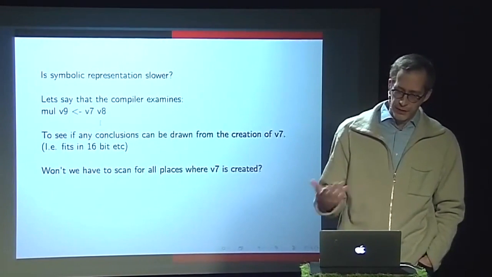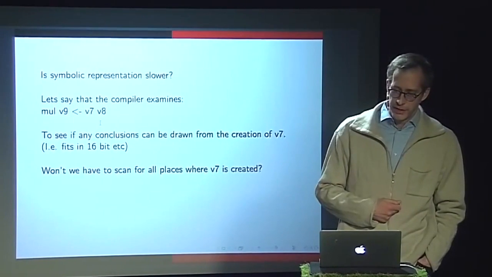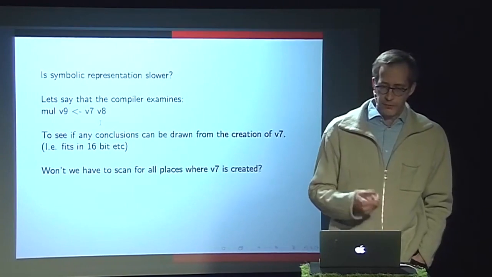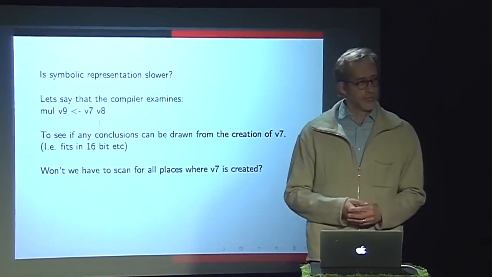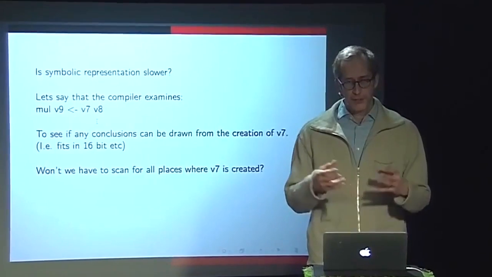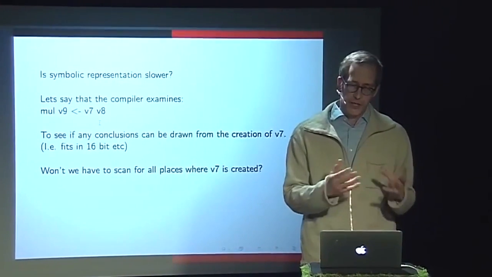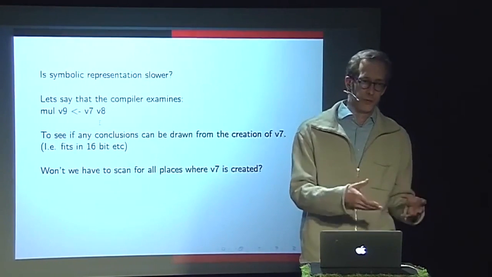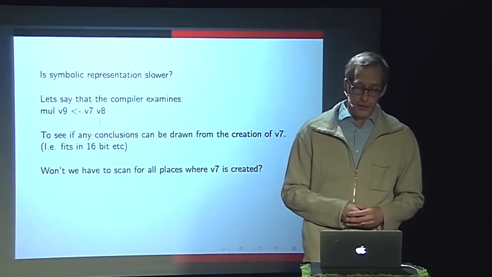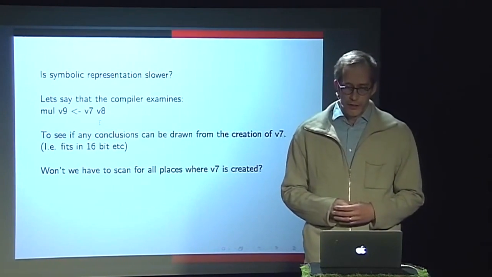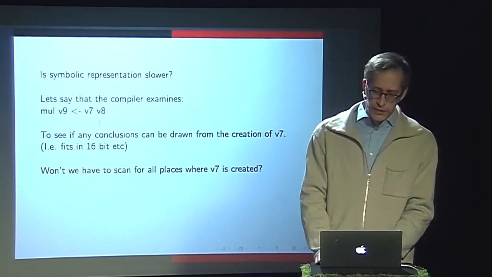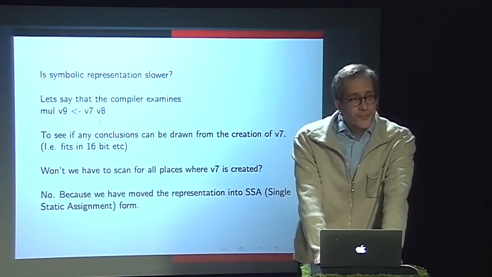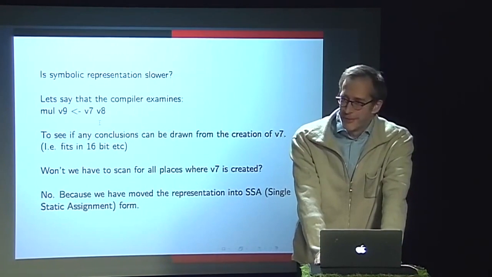So in this case, the compiler examines the multiplication. The compiler wants to find the source for V7. What operation created the variable V7? And by examining that source, it can check, okay, do we have a guarantee that it's less than 16 bits, which means that we could use a smaller multiply instruction or something like that. So in a symbolic representation, won't we have to scan for all places where V7 is created? No, because it's only created in one place.